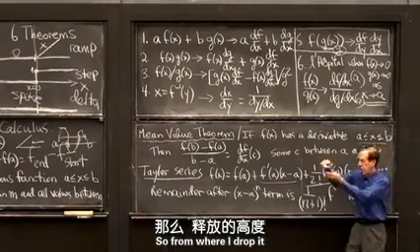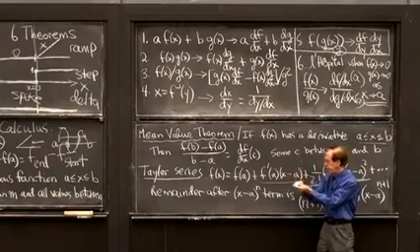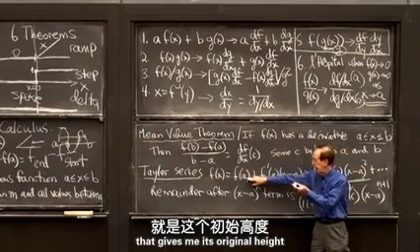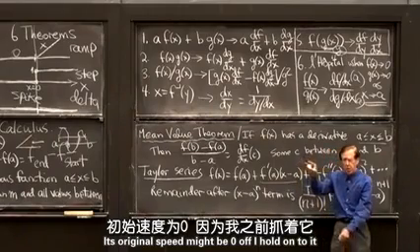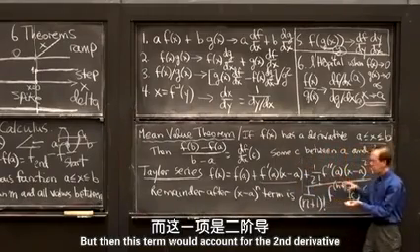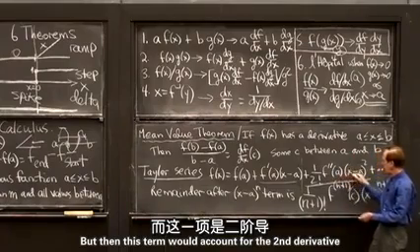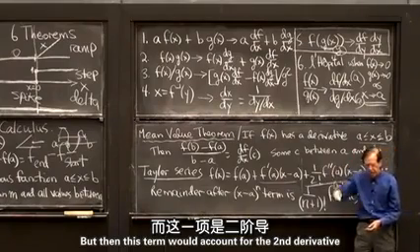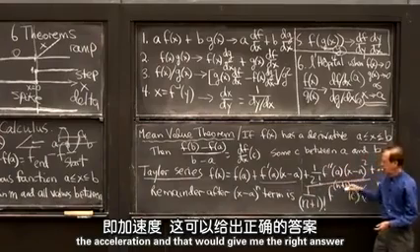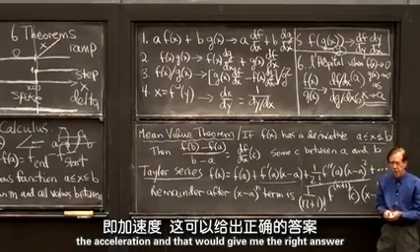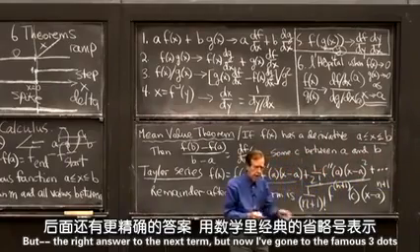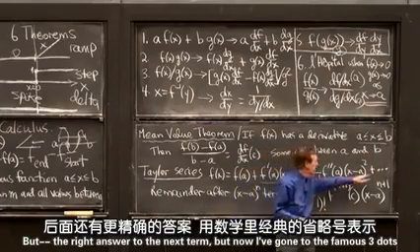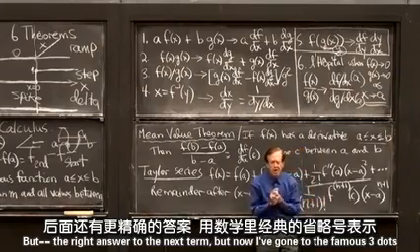So from where I drop it, that gives me its original height. Its original speed might be 0 if I hold on to it. But then this term would account for the second derivative, the acceleration, and that would give me the right answer. But the right answer to the next term, but now I've done the famous 3 dots.